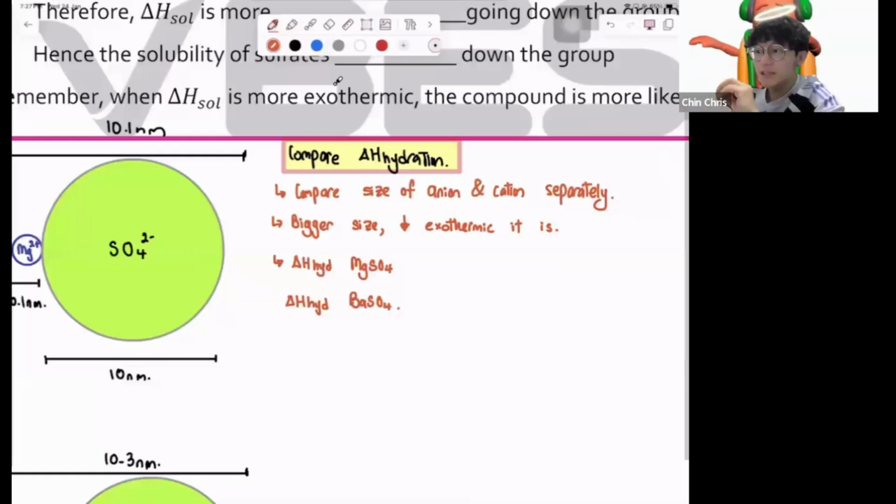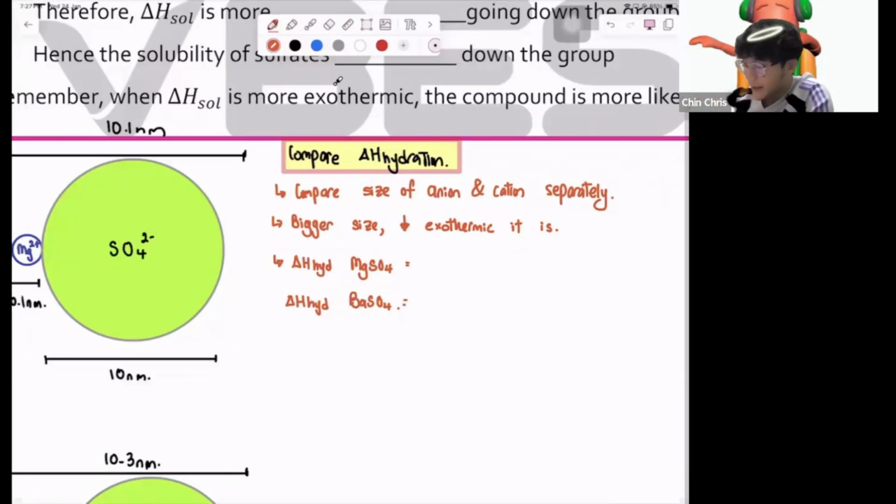I'm just going to put any number, because I can't really find it. Do I have MgSO4? Hydration energy of MgSO4. Okay, now I will just put any random number.